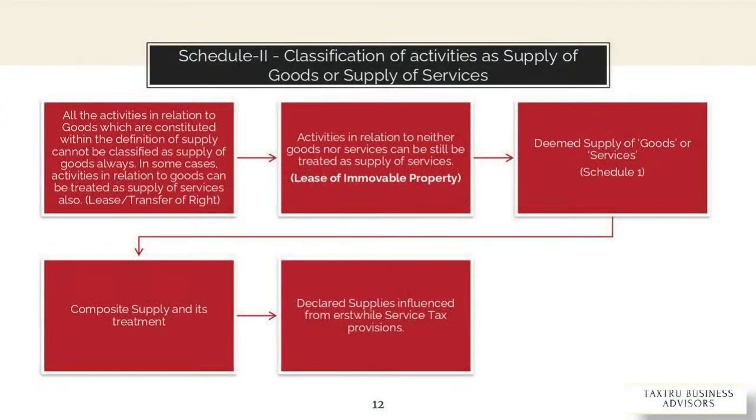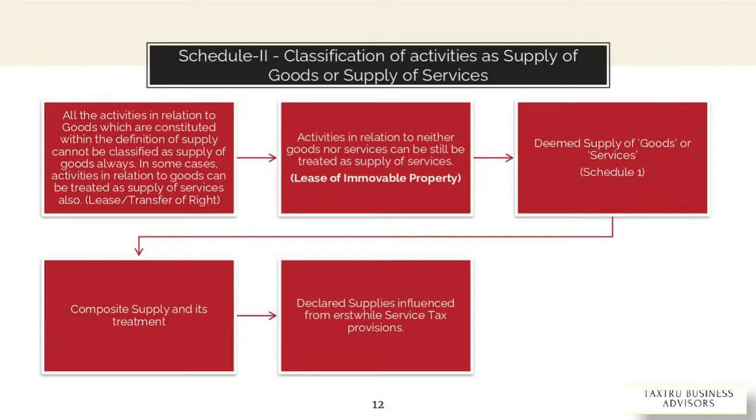Now let's come to another aspect of Schedule 2: all the activities in relation to goods which fall within the definition of supply cannot always be classified as supply of goods. In some cases, activities in relation to goods can also be treated as supply of service. Suppose we take the example of lease. In a lease, when you transfer the right in any goods, you give away those goods to someone. If I am selling goods to someone, obviously this is a supply of goods.